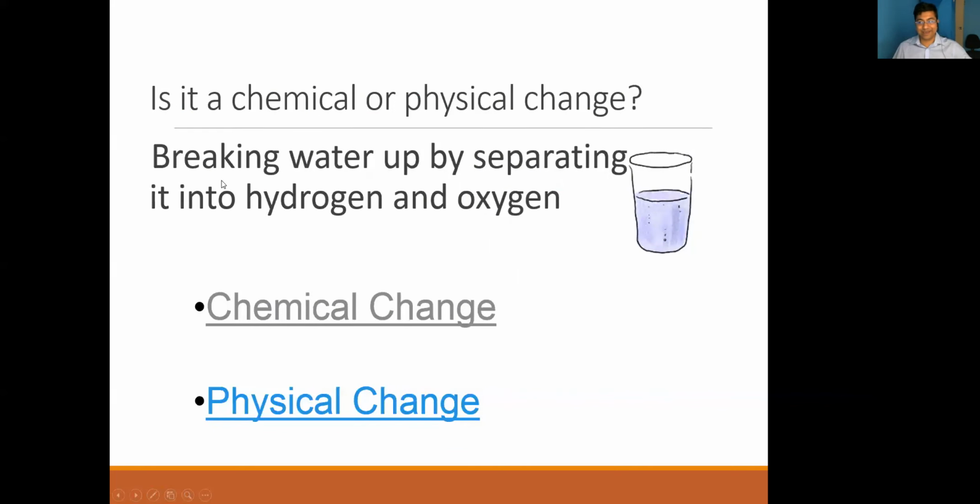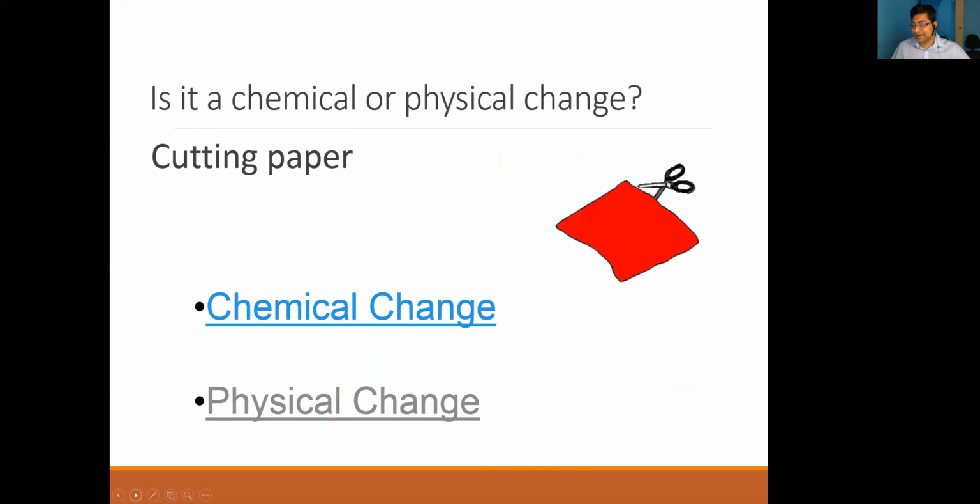Okay, read the question again. Breaking water up by separating into hydrogen and oxygen. That means what you are going to get by breaking water should be a chemical change. Okay, all right.